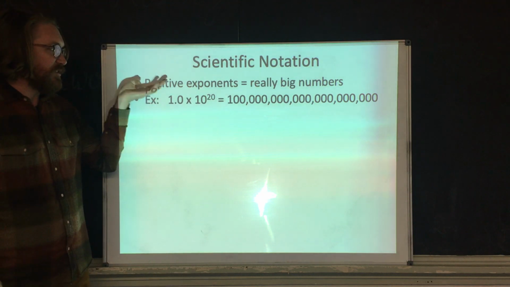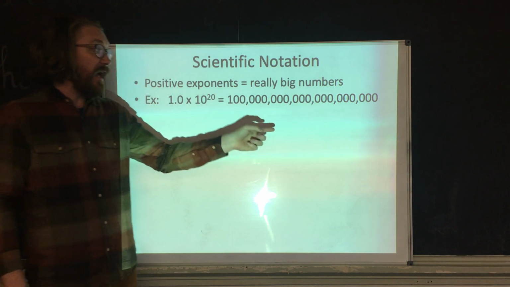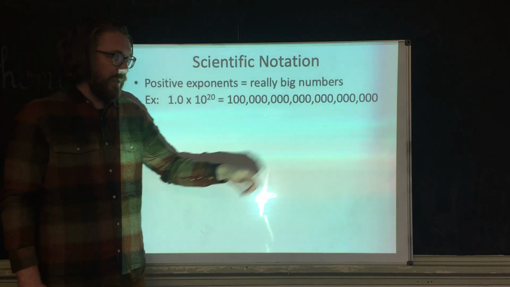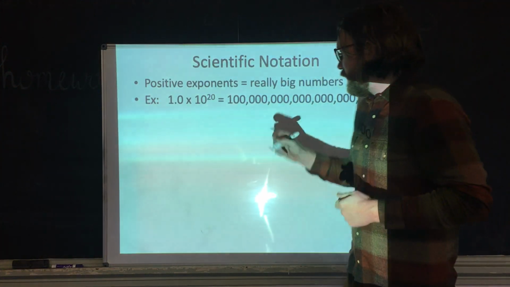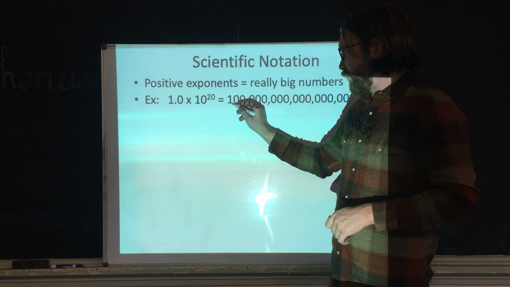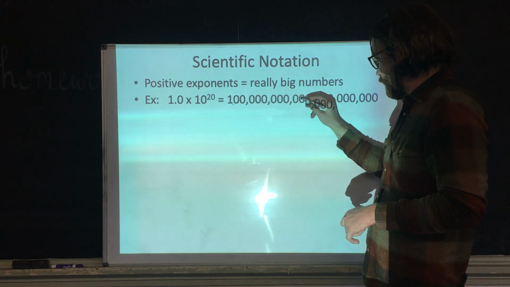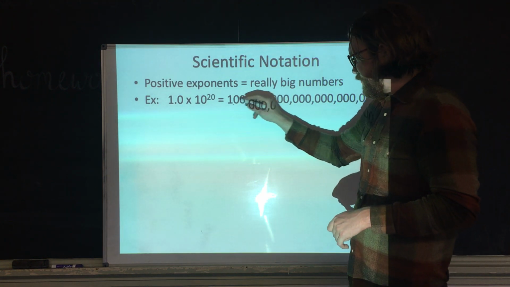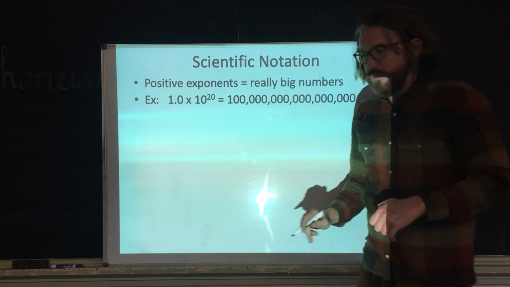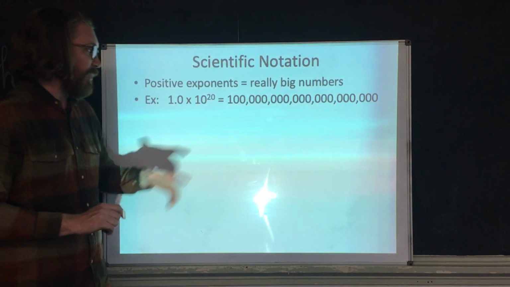And the reason we use scientific notation is because I am not writing this number down. Okay, this is a 1 followed by 20 zeros. 1, 2, 3, 4, 5, 6, 7, 8, 9, 10, 11, 12, 13, 14, 15, 16, 17, 18, 19, 20. Yes. Okay? So that's a really big number. That is a positive exponent.